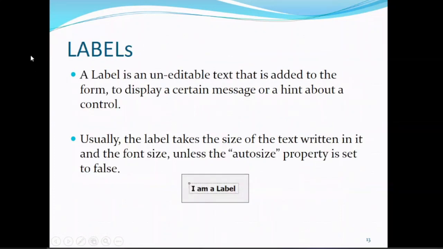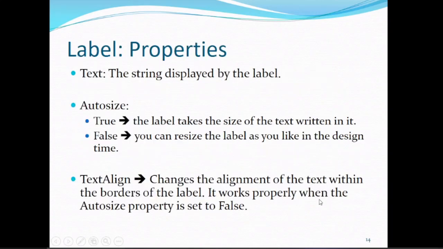Labels. A label is an uneditable text that is added to the form. You can edit a text box, but a label cannot be edited. So this is an uneditable text that is added to the form to display a certain message or a hint about a control. Usually the label takes the size of the text written in it and the font size, unless the auto size property is set to false.